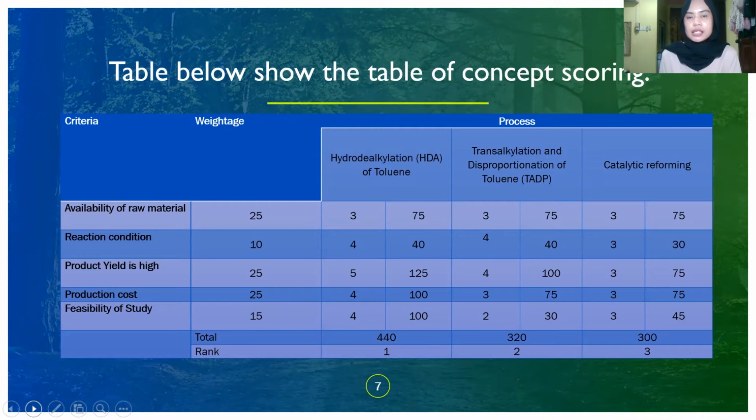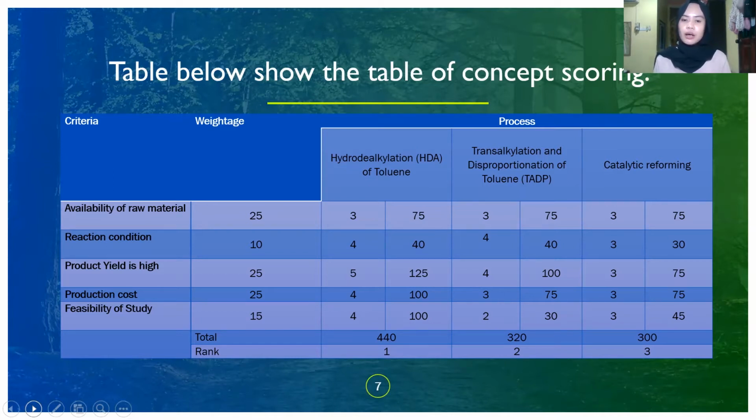Next, the product yield is high. As I said before, we need to make sure that the product yield from the process is high, as we need to have the highest purity of benzene as our product. As you can see from the table of concept scoring, HDA was rated 5, which is the best process as it produced the highest yield, while TADP and catalytic reforming were scored 4 and 3, because these two processes only produce a slightly lower percentage than HDA.